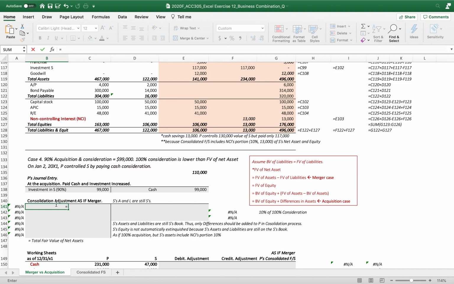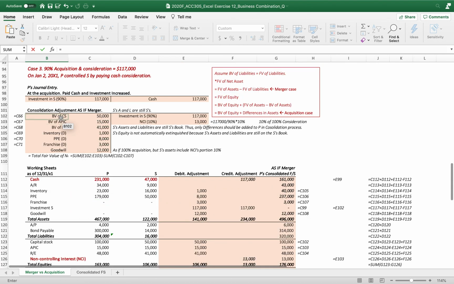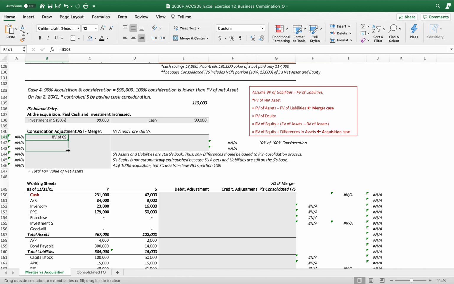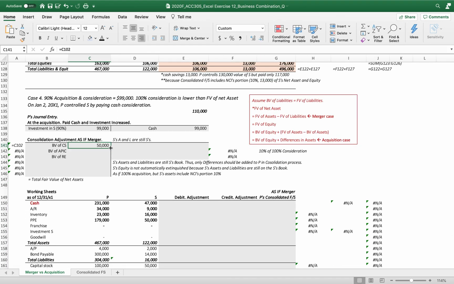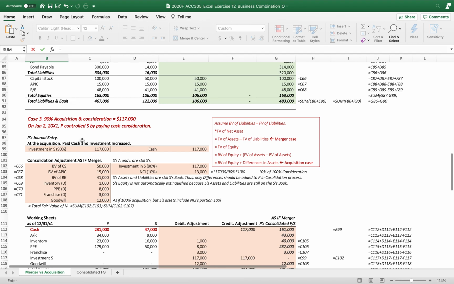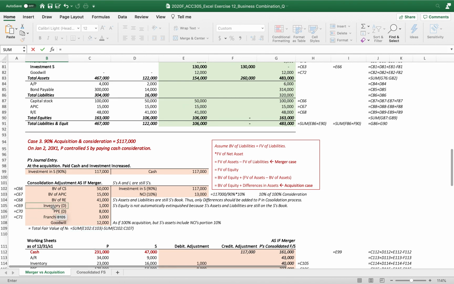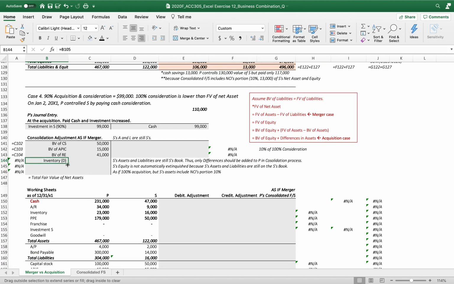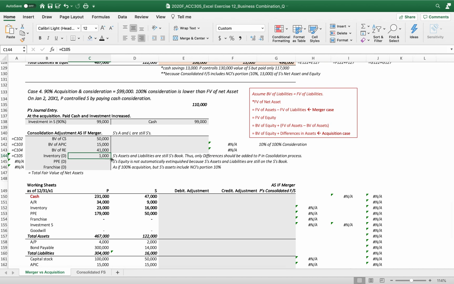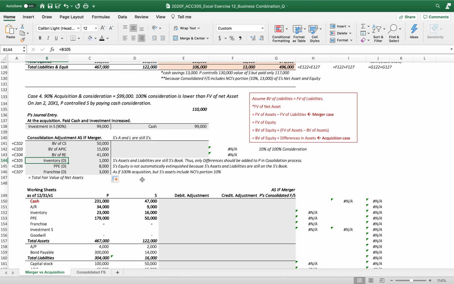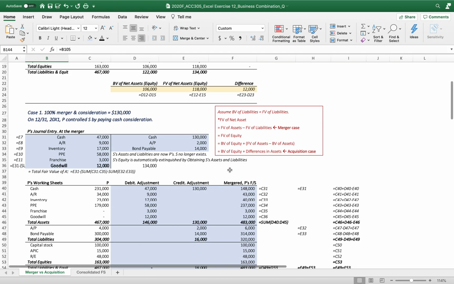We have to manually remove the book value of the equity: the book value of common stock, additional paid-in capital, and retained earnings, which is the same value as the book value. So we remove the book value of equity of S company. Then next, what is the next? Right, the differences, when the fair value of inventory, PP&E, and franchise is greater than the book value. That is the same as the previous case: the fair value differences of $1,000 for inventory, $8,000 for PP&E, and $3,000 for franchise, as you can see here. So $12,000 is the difference.